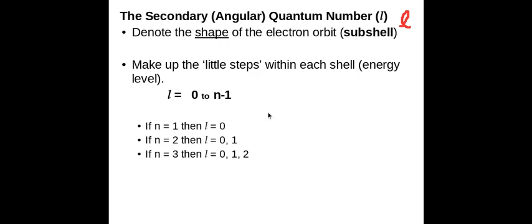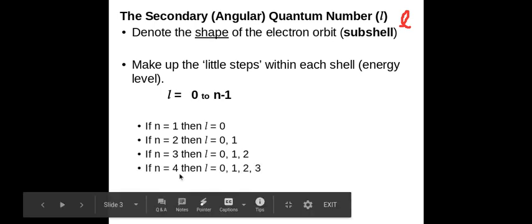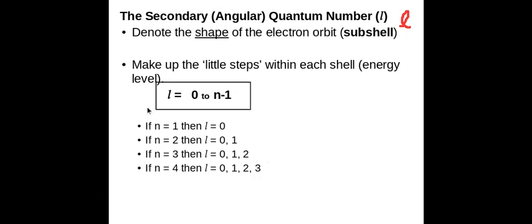Then, if we look at n equals 3, the possible L values go from 0, 1, and 2, because they go from 0 to whatever n value is minus 1. And in this case, n is equal to 3, so the possible L values are 0, 1, and 2. So, if n equals 4, L values would be 0, 1, 2, and 3, and so on. So the rules for determining the possible values for the secondary quantum number: we're going to use L to denote the secondary quantum number, and they go from 0 to n minus 1. So again, remember, we're using this to describe the place of an electron around a nucleus.